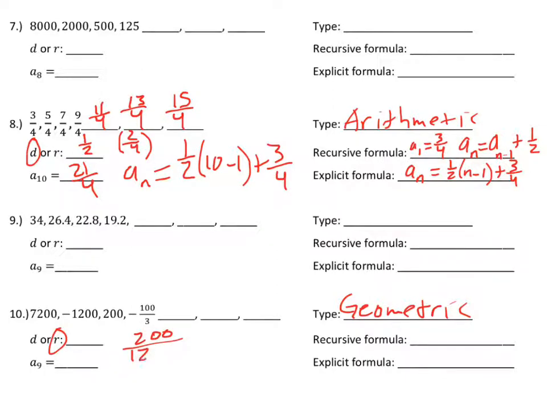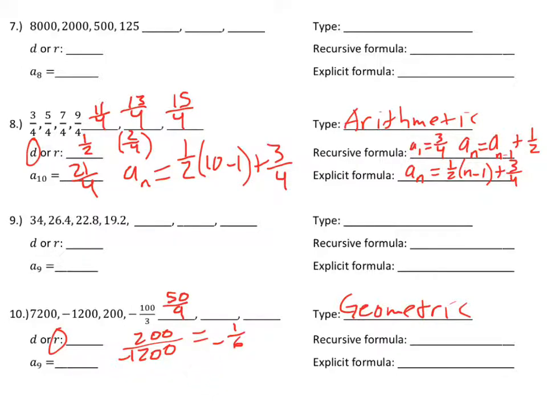200 divided by negative 1200 is going to give me negative 1/6. And so that's what we're multiplying by every time. So if you want to get the next one, you're going to have a positive 100 on top, but on bottom you have to do 1/6 times this, so negative 1/6 times that, which is going to give you 100 over 18, which when you reduce it down gives you 50 over 9.